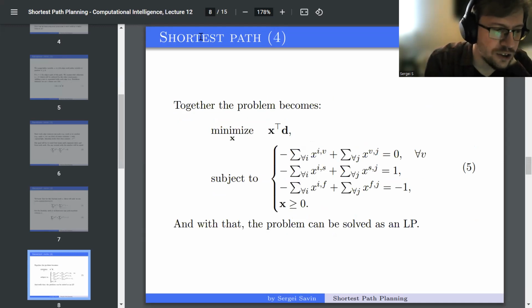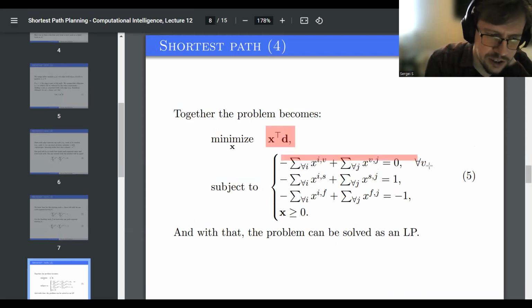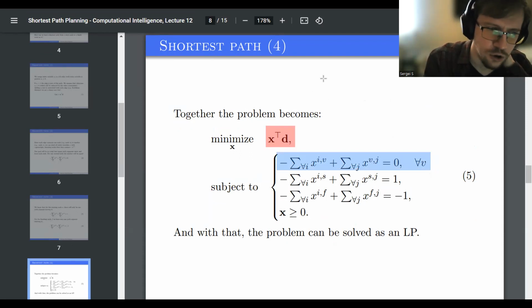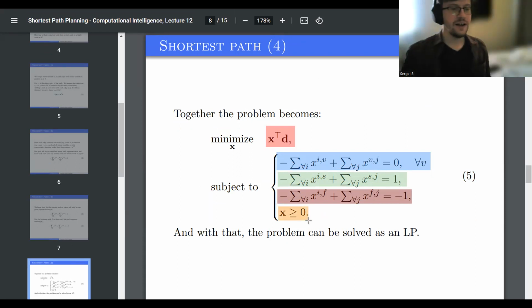Now together, all of this gives us this linear program. Here are our costs that we discussed previously. Here are our constraints on intermediate points, so everything except goal and start. Here is our starting point. Here is our goal point constraint. And as I said before, importantly, all x's should be positive. That problem is an LP, and you can clearly see that it is very easy to solve.